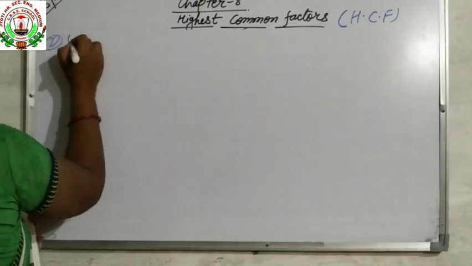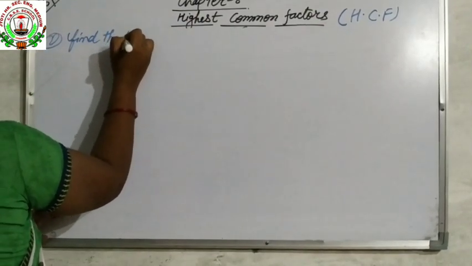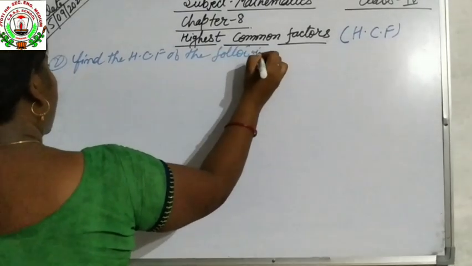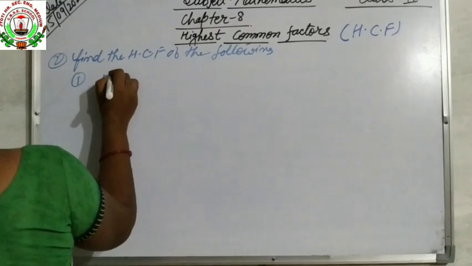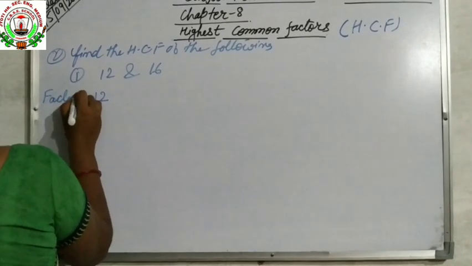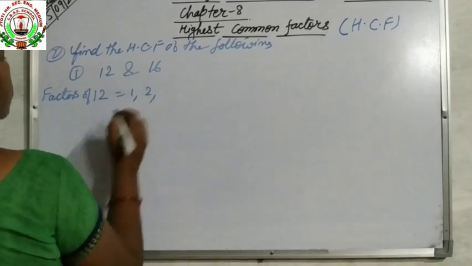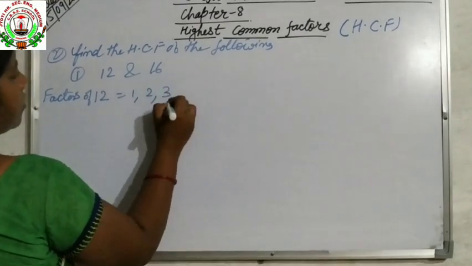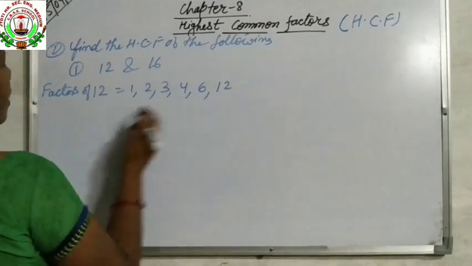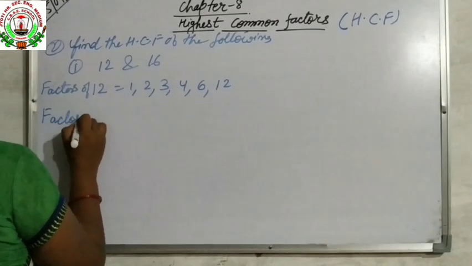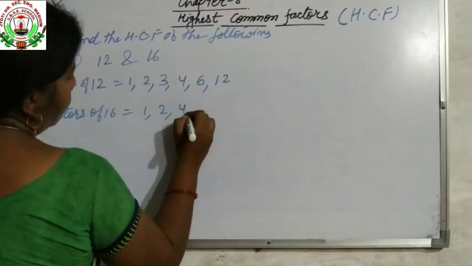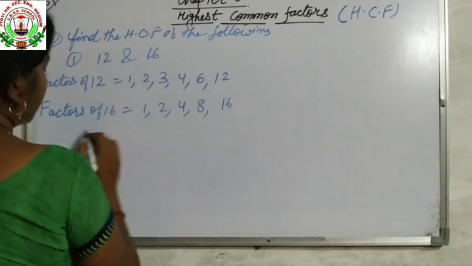Find the HCF of the following. Number 1 is 12 and 16. Factors of 12: 1, 2, 3, 4, 6, 12. 3 4s are 12, 4 3s are 12, 6 2s are 12, 12 1s are 12. Next, factors of 16: 1, 2, 8 2s are 16, 4 4s are 16, 8 2s are 16 and 16 1s are 16.